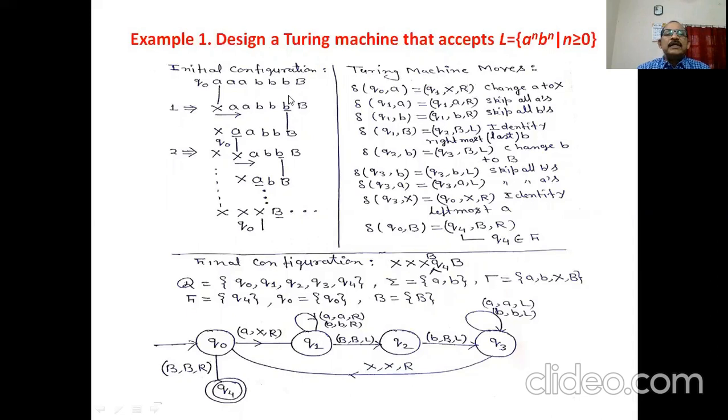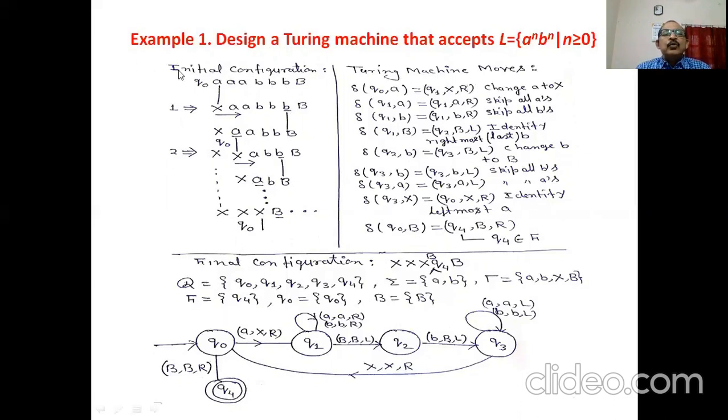I am again repeating the technique. First we convert the leftmost A into X. Then we remove the rightmost B, meaning convert the rightmost B into a capital B, the blank symbol, and repeat this process until the string becomes empty. Is that clear?